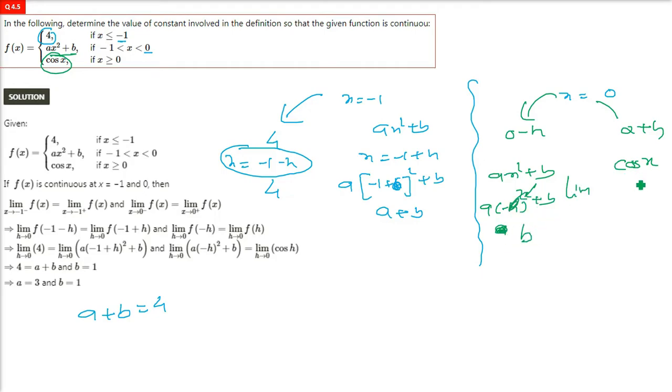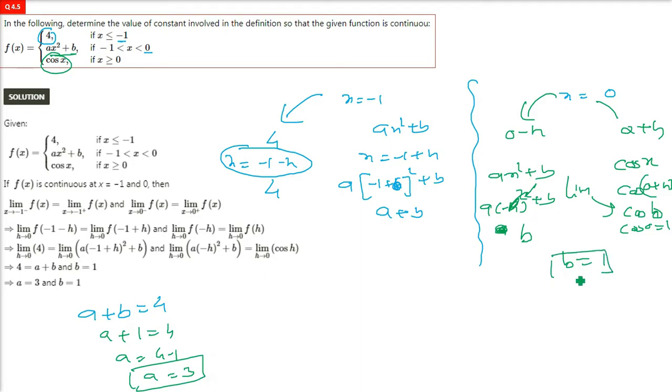On the right, it is going to be cos 0 plus h, that is cos h. And cos 0, when we apply the limit, what I am suggesting is we are applying limit also. That I am not writing, but you have to write it properly. So cos 0 is 1, so b is 1. So a plus 1 equals 4. I am putting b as 1. So a is 3. b is 1 and a is 3. This is your final result.